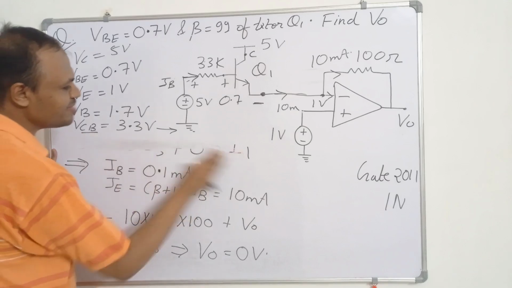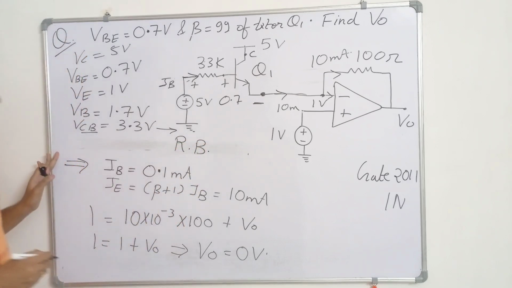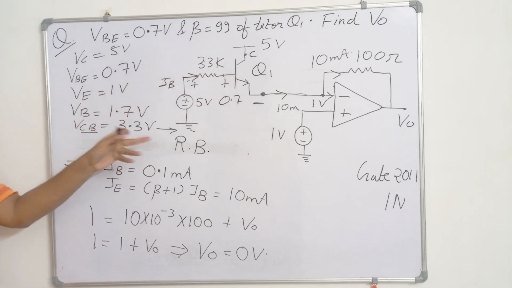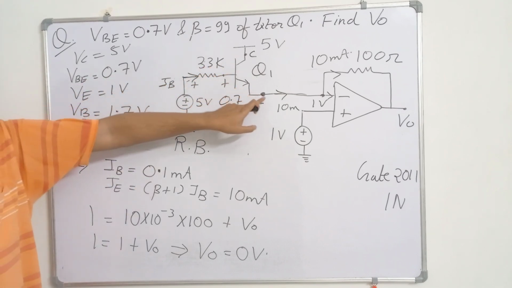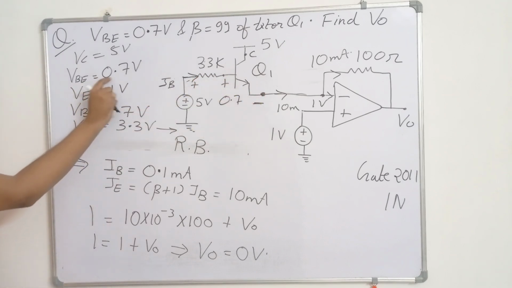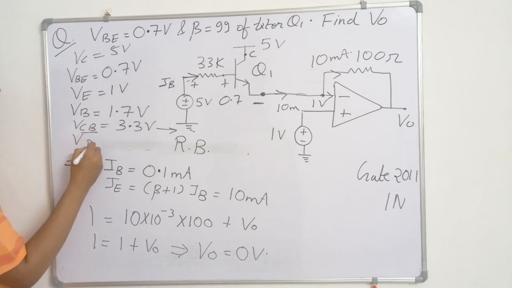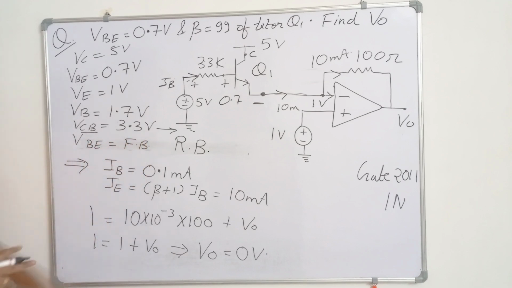So VCB positive means that the collector base junction is reverse bias, because C is N and B is P and VCB is positive. And VBE is positive. So again B is P and emitter is N, and VBE is positive. So we can say that the base emitter junction is forward bias. So we can say the transistor is in active region.